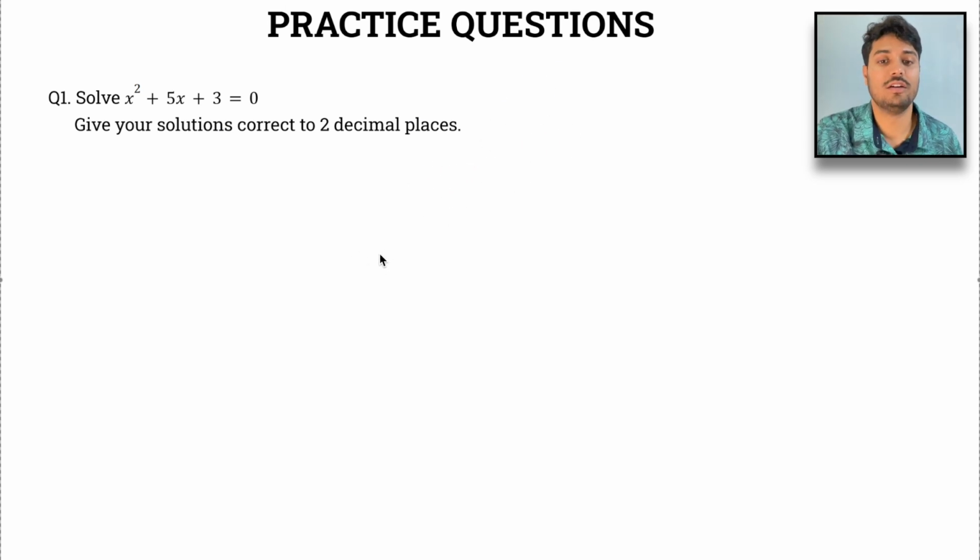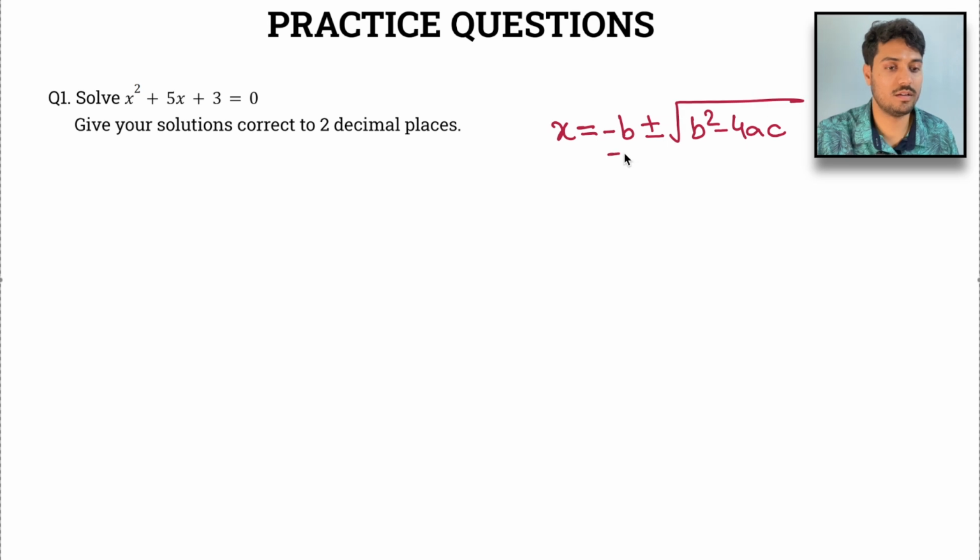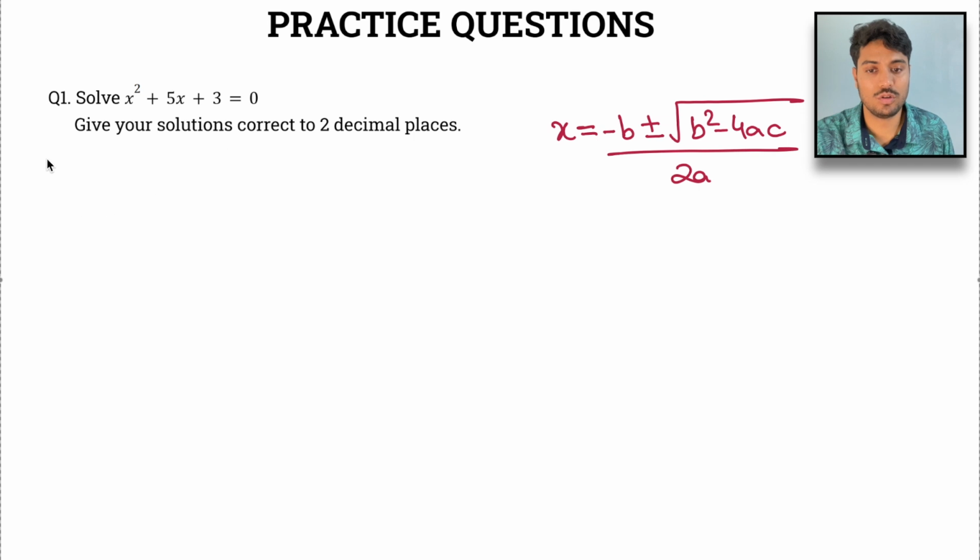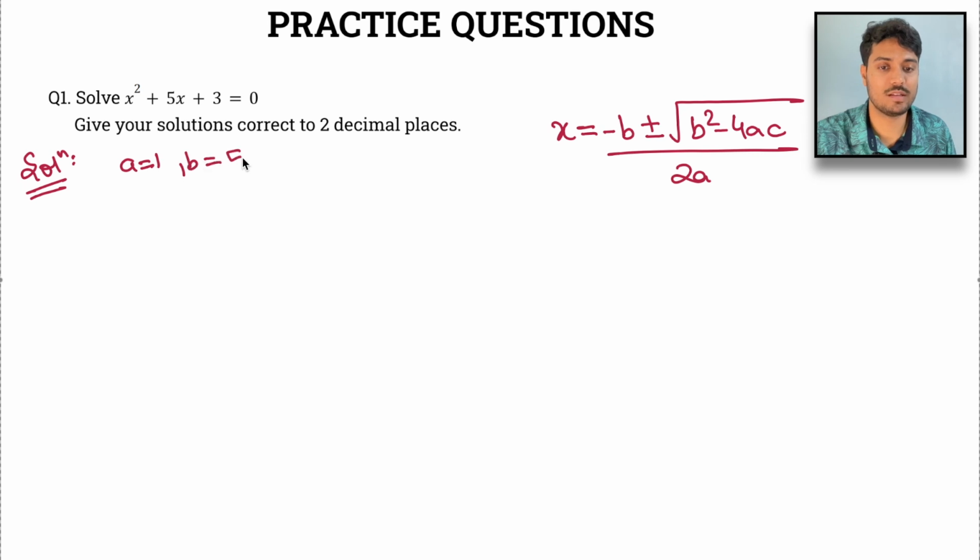In this case, we use the quadratic formula method, which is x is equals to minus b plus minus under root of b square minus 4ac whole divided by 2a. So we will use this method to find the solution. The first thing we have to do after checking the equation is list down the values of a, b and c. So here we can see that a is 1, b is 5 and c is 3. And now we'll find the solution.